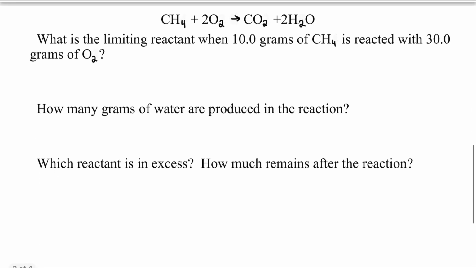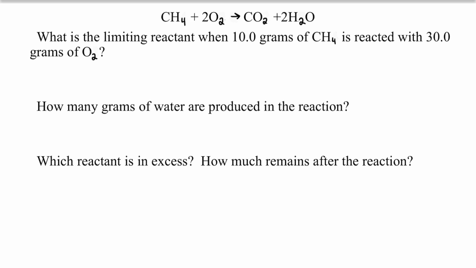So our problem, they give us a balanced chemical equation for the combustion of methane, and they say, what is the limiting reactant when 10 grams of methane is reacted with 30 grams of oxygen? The limiting reactant is always going to be the one that produces the fewest moles of a product. So basically what I'm going to do is pick one of my products. I'm going to pick carbon dioxide for simplicity. And I'm going to see how many moles of CO2 I will get from my 10 grams of methane, and how many moles of CO2 I will get from oxygen. Whichever one produces the lower amount, that will be my limiting reactant.